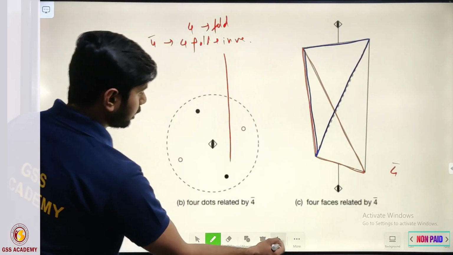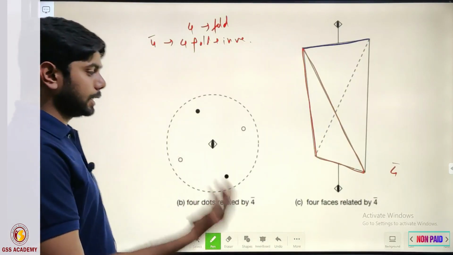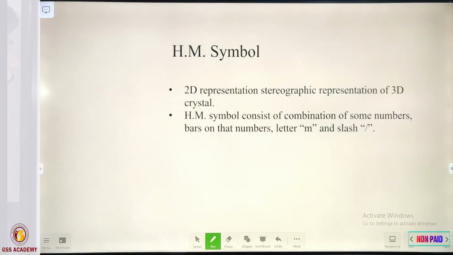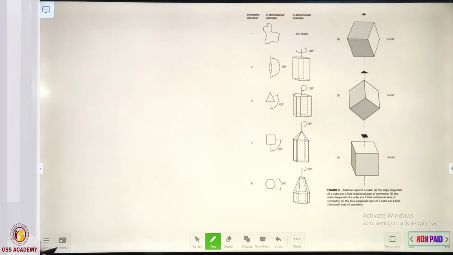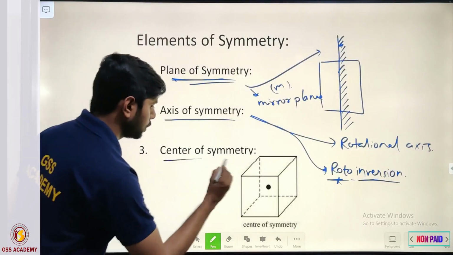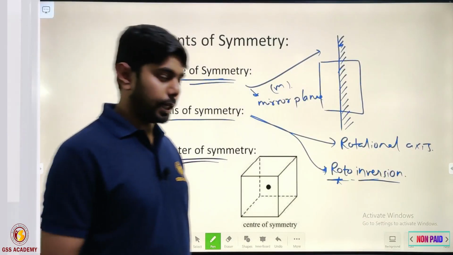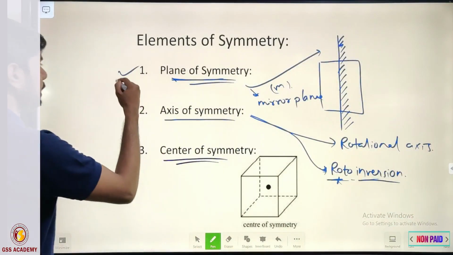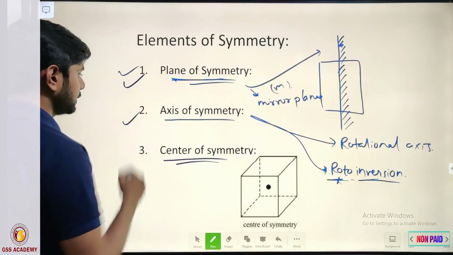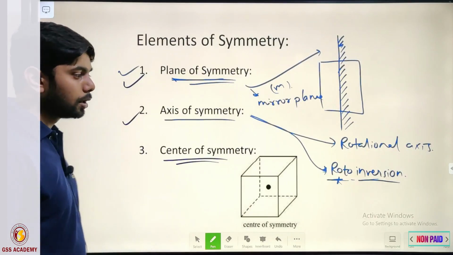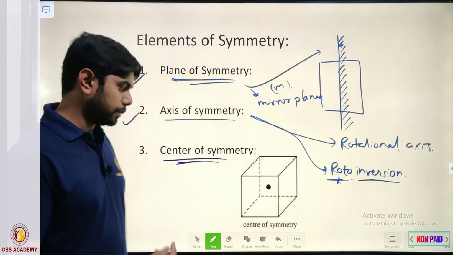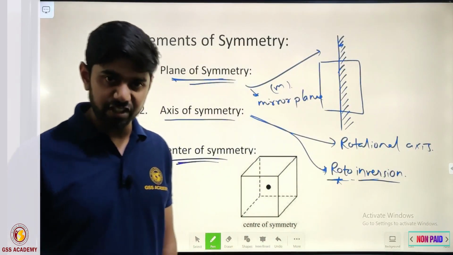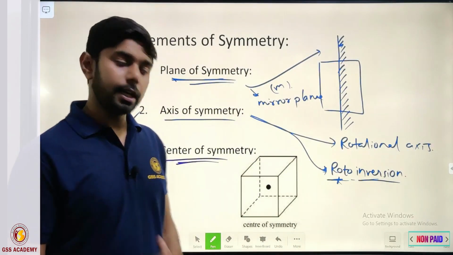So this is the stereo net of 4 bar. We will be discussing it in the upcoming class of the crystal system. After that we will see the center of symmetry. What is center of symmetry? Center of symmetry is an imaginary point. Here we were discussing a plane, then a line, and now center of symmetry is a point which is equidistant from all the opposite faces, edges as well as the corners.